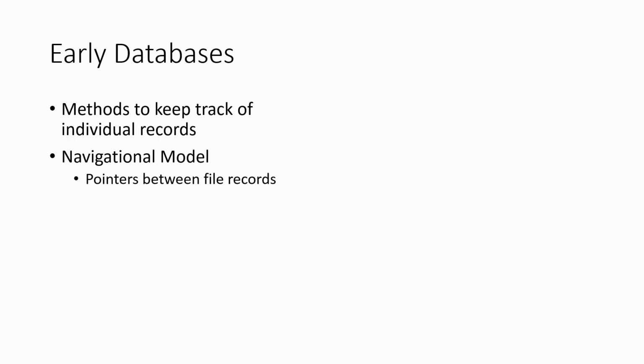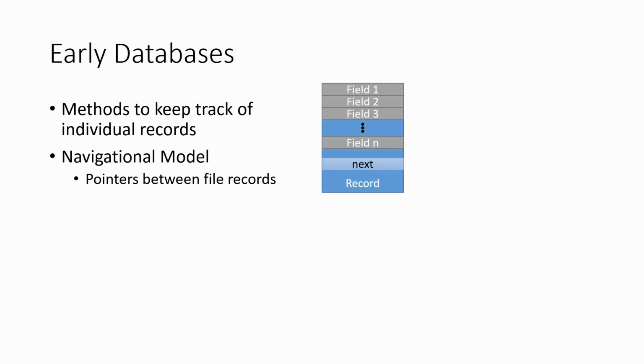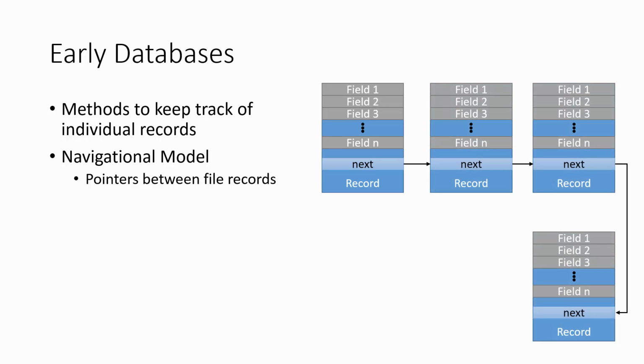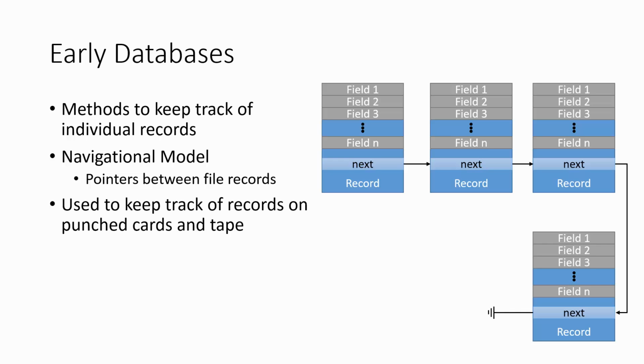So early databases, and we're talking about the 50s and 60s here, were methods to keep track of individual records. A popular model that was used was known as the navigational model, in which you have a record that consists of multiple fields, and the database basically kept track of pointers that had the locations of the next record in the database. These systems were used to keep track of records on punch cards and tape.